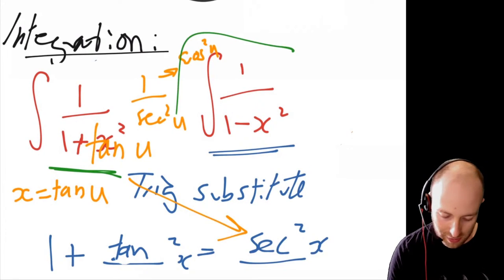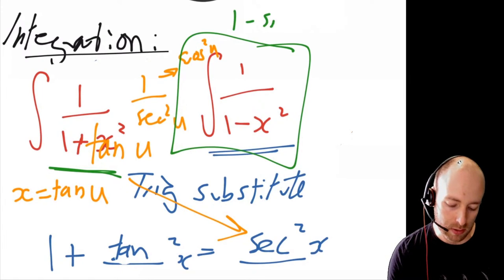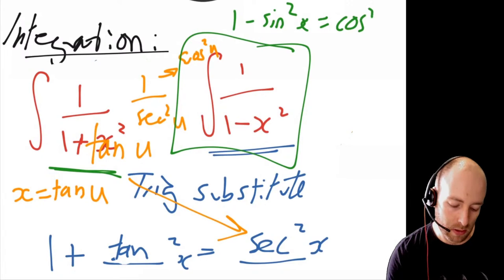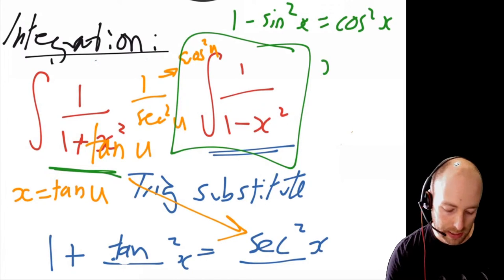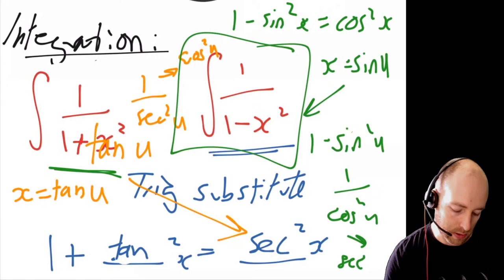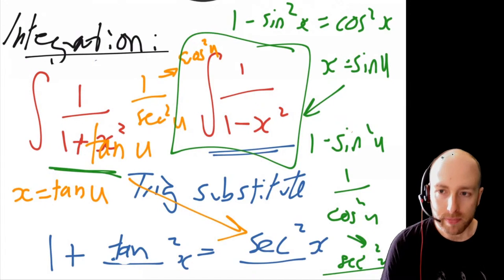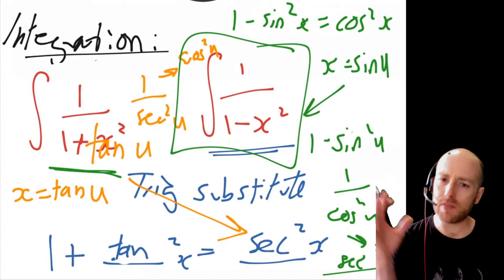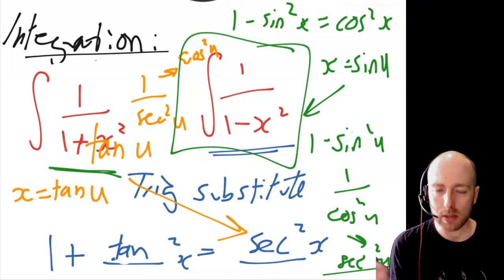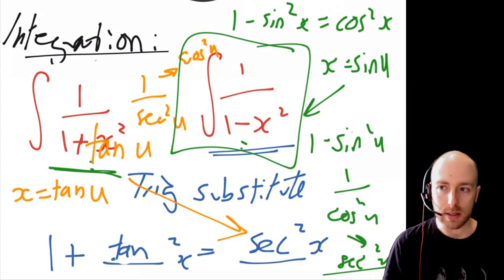So it's a bit messier, this one here. The trig identity we could use is, well, we know 1 minus sine squared is cos squared. So I could say x equals sine u. So this will turn into 1 minus sine squared u, which is 1 over cos squared u, which turns into sec squared u. And then again, we've got something nice and easy to integrate. So those trig substitutions can be useful. Obviously, you need to find dx du first, and that will have implications as well. But you can kind of spot when it's going to be a trig substitution based on the denominator of these equations.